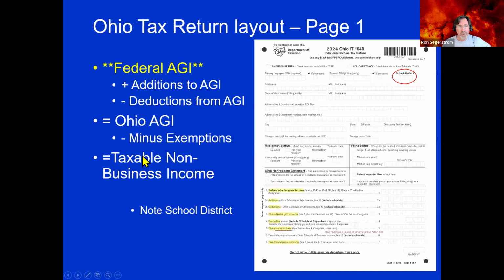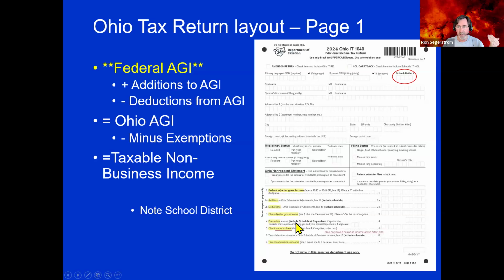This is an overview of the flow of the Ohio tax return. They all start with adjusted gross income. You're going to have additions to AGI and deductions from AGI. That's going to give you your Ohio adjusted gross income.